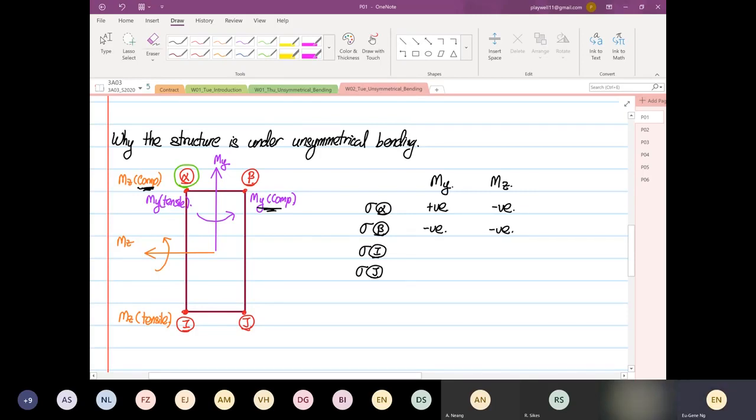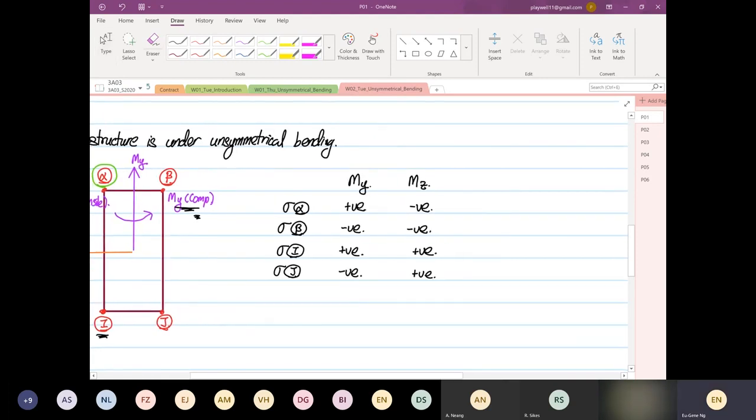Okay, can someone tell me at point I, MY is going to induce a compression or tension? Anyone, please? Tension. Yes, you got it. And then MZ, if you look at MZ now at point I, MZ is going to be tension. And then if we look at point J, MY is going to induce a compression. And MZ is going to induce a tension.